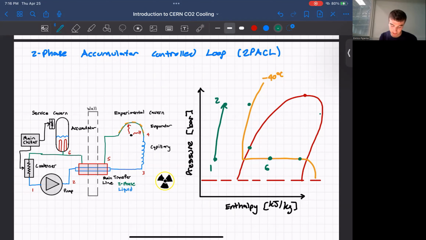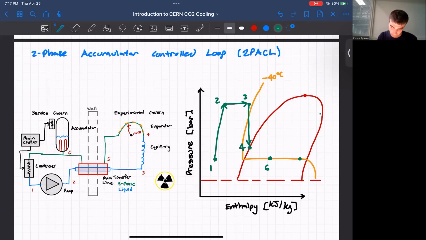Then the main transfer line is a heat exchanger, which I'll be discussing later. But for now, trust me in saying that the refrigerant is increasing its enthalpy and thus heating up a little bit. Then the expansion happens inside the capillary. The capillary is a very thin pipe of inner diameter on the order of 1 millimeter. So here we're expanding the liquid, and as a result, bringing it down to the saturation line.